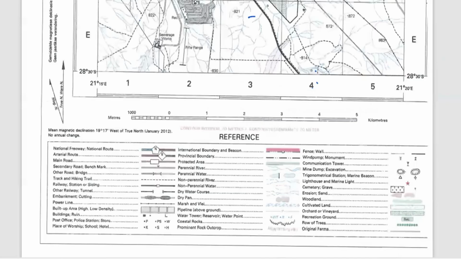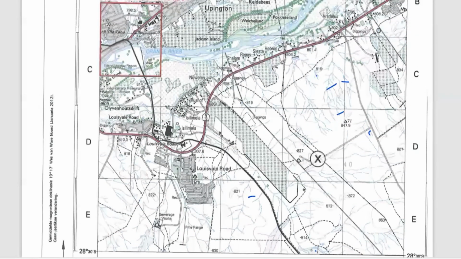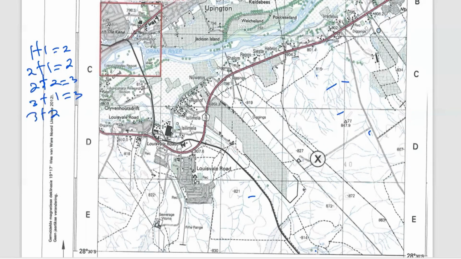Let's go to the map and check the stream ordering at X here. I think you still remember, our stream order goes like 1 plus 1, stream number 1 plus stream number 1 gives us stream number 2. Stream number 2 plus stream number 1 still gives us stream number 2. Then stream number 2 plus stream number 2 gives us stream number 3. 3 plus 1 is equal to 3, 3 plus 2 is equal to 3, 3 plus 3 is equal to 4. And the order goes like that.